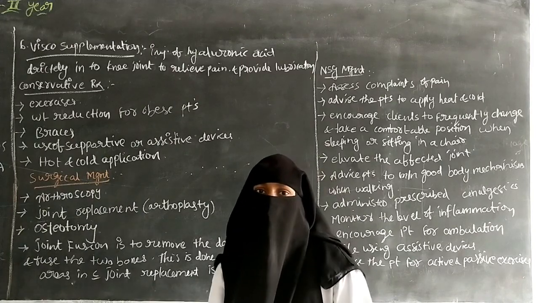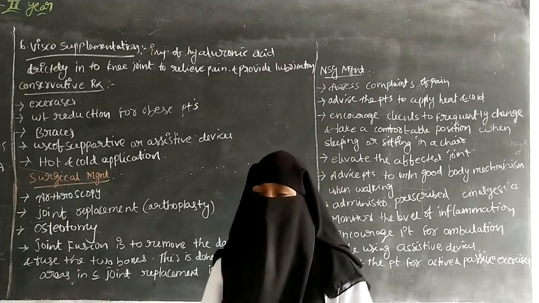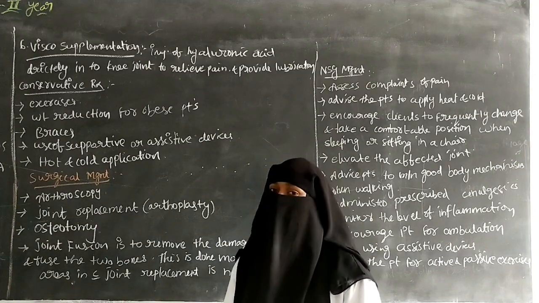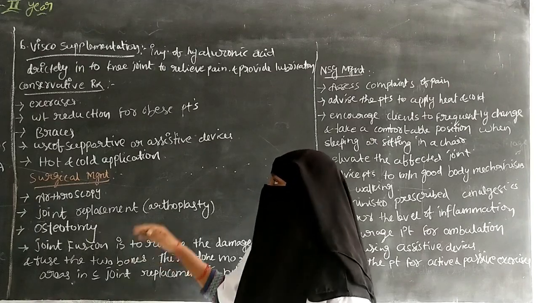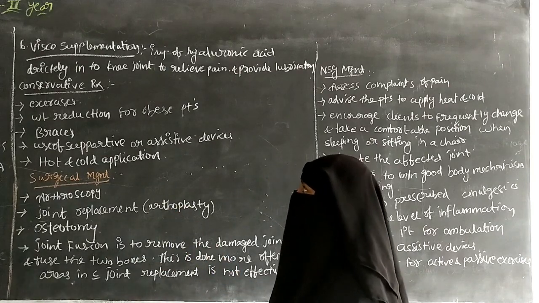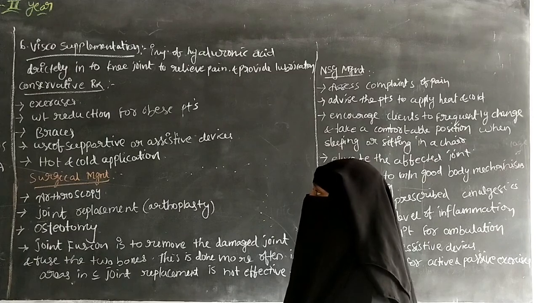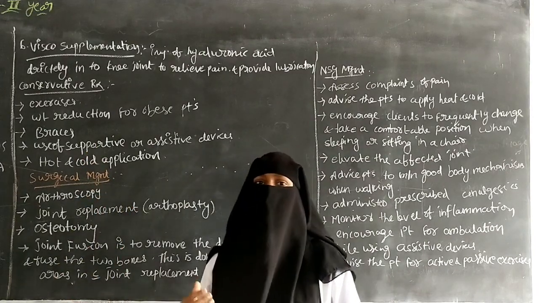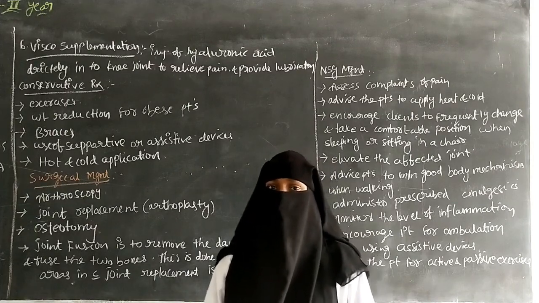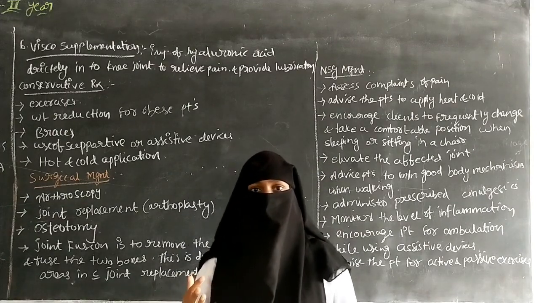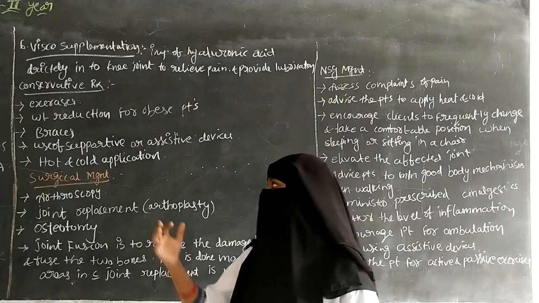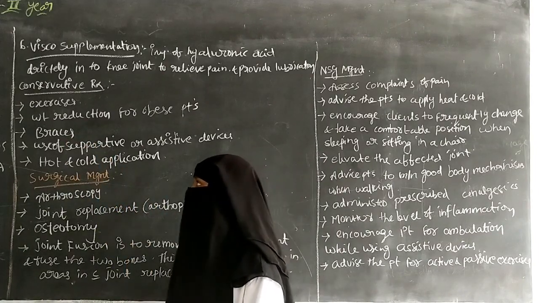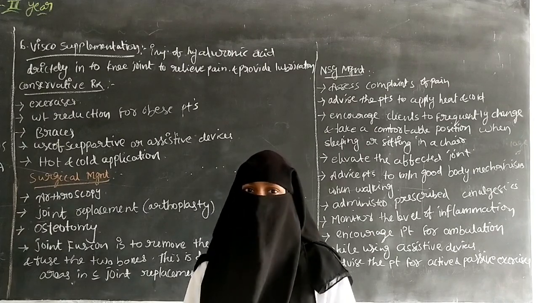Excess weight on the joints is a cause of osteoarthritis, so weight reduction is very important. The patient has to decrease the weight. The next one is braces. Braces help to support the affected joint and help in movement. Braces include splints and walkers.